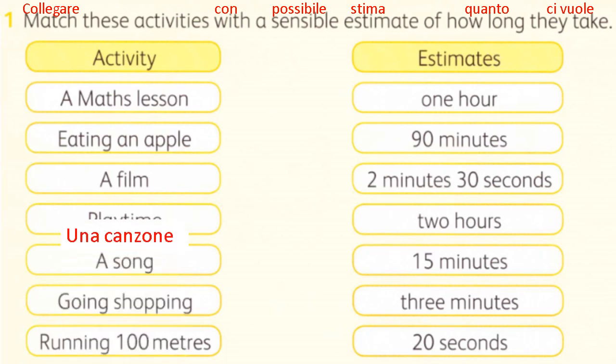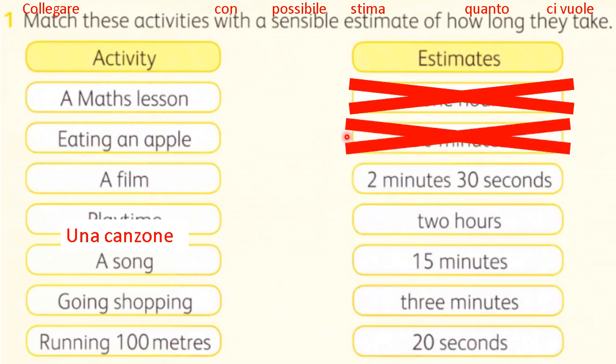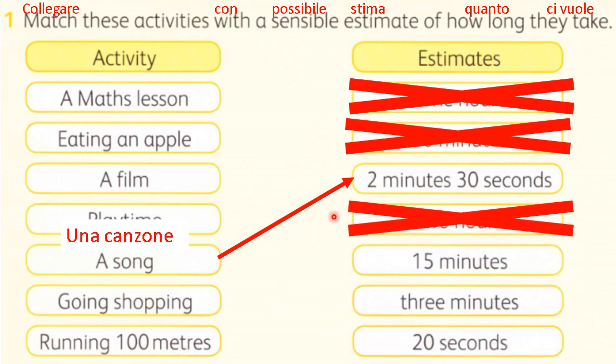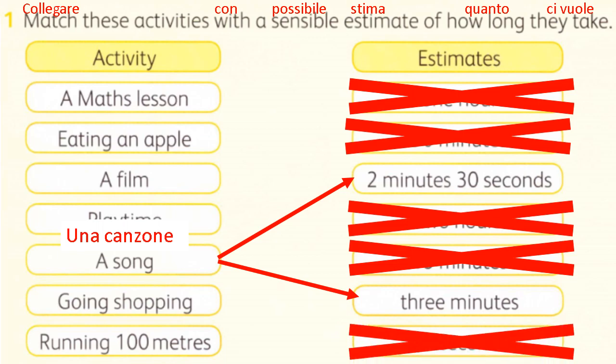Next we have a song. Songs that you sing along to on the radio, for example. 1 hour is not a sensible estimate. 90 minutes. 2 minutes and 30 seconds is possible. 2 hours is not possible. And 15 minutes is too long as well. 3 minutes is possible. 20 seconds is not possible, unless you're talking about a jingle and not a song.